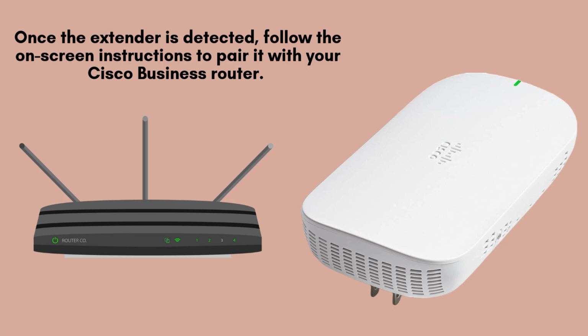When the Cisco Business app detects the extender, carefully follow the on-screen prompts to pair it with your Cisco Business router or access point. Once the pairing is complete, the LED light on the extender will turn solid green, confirming a successful and stable connection.